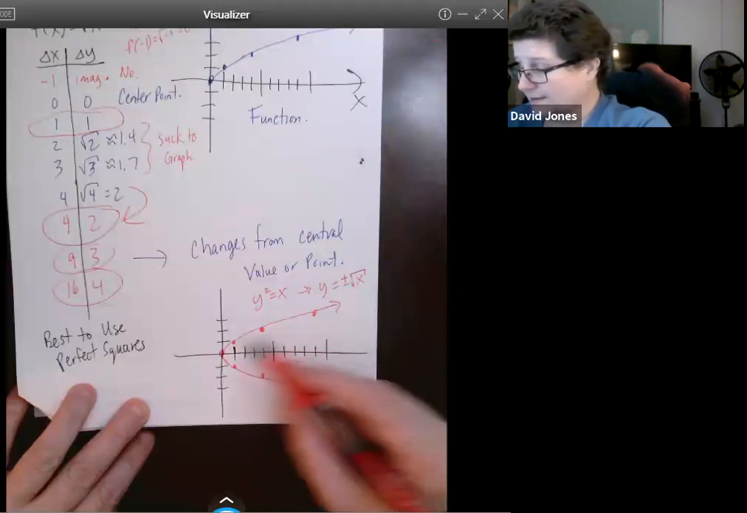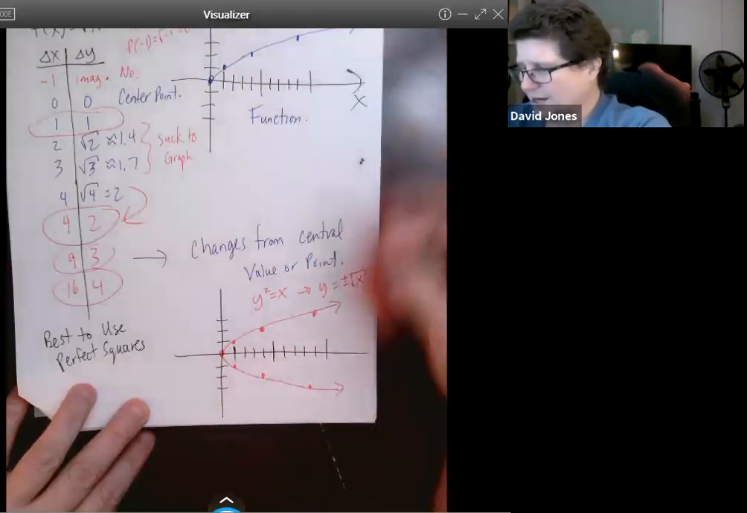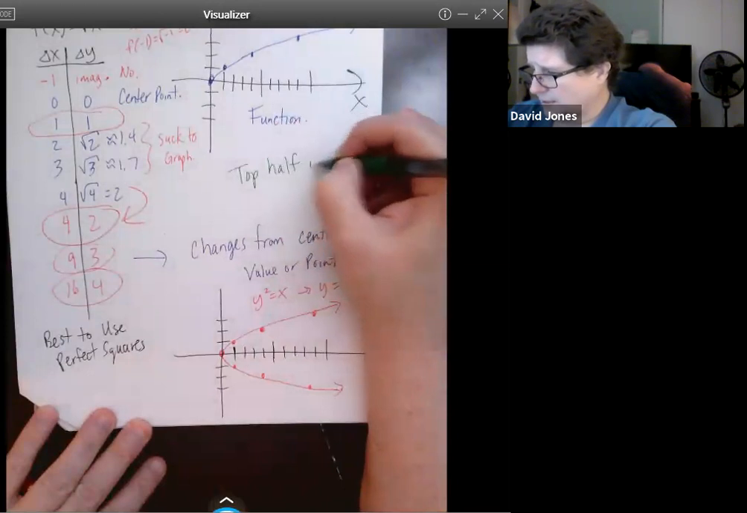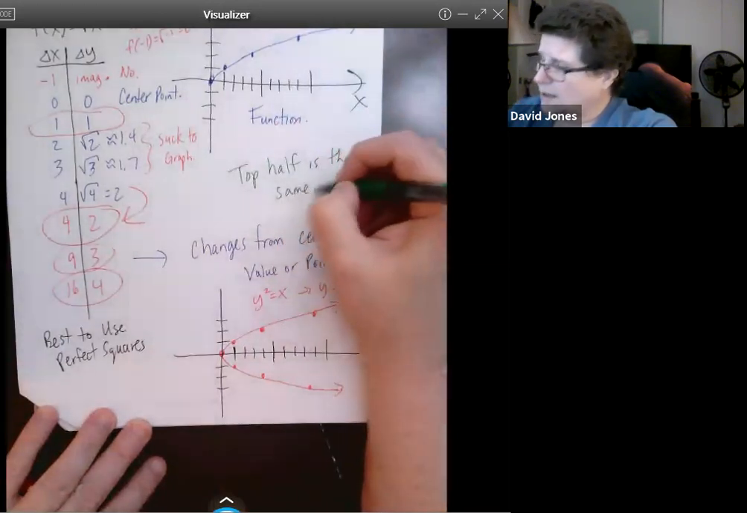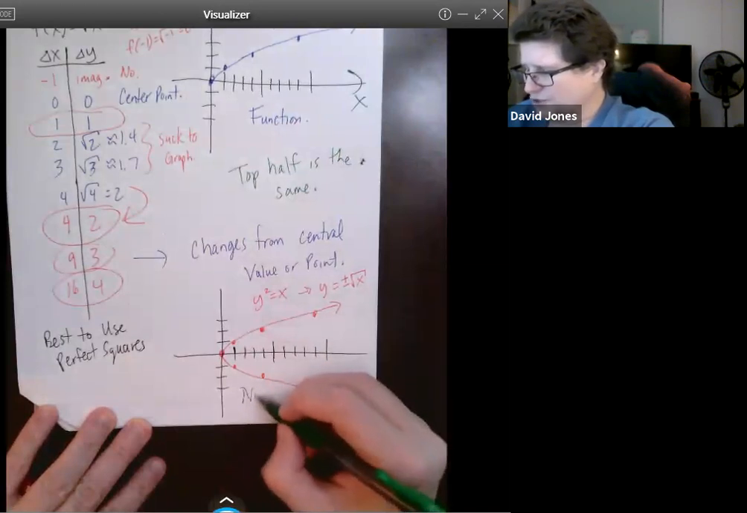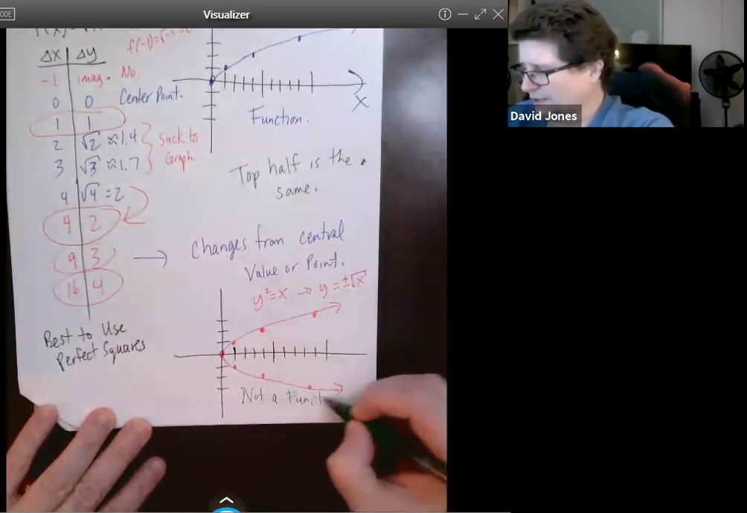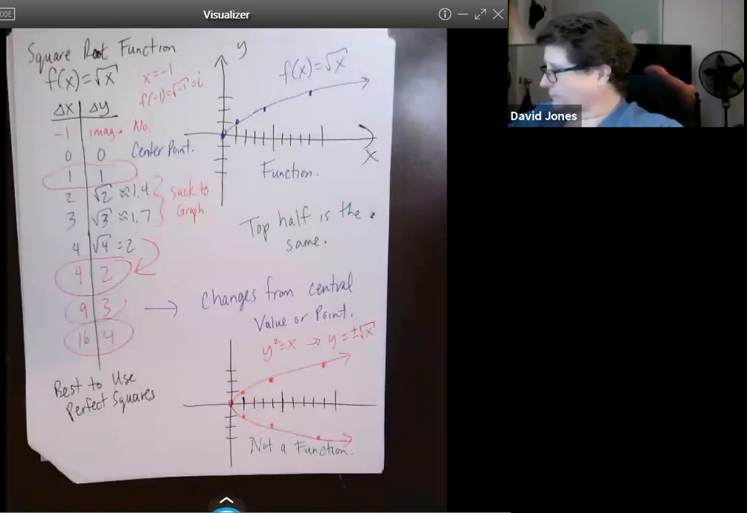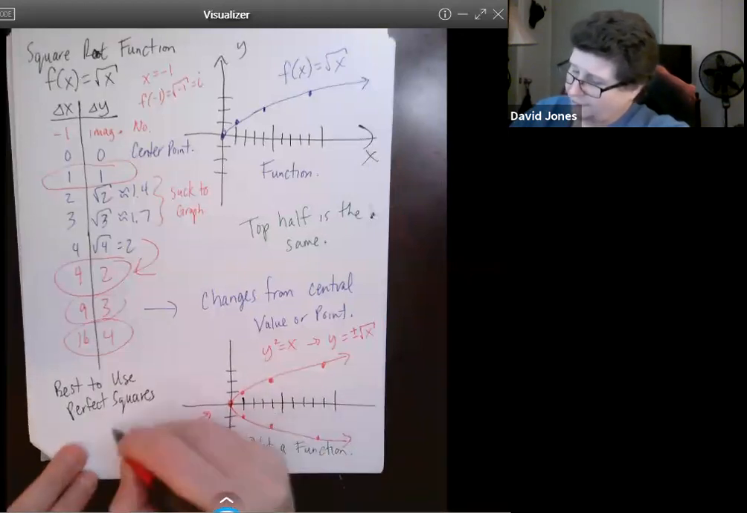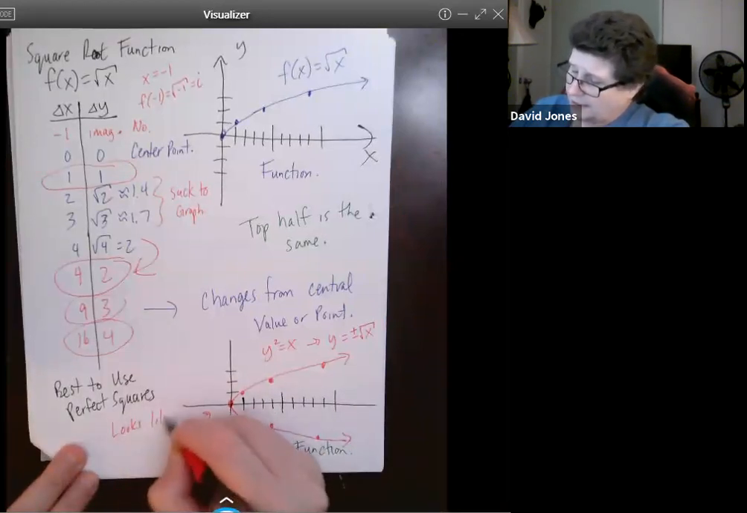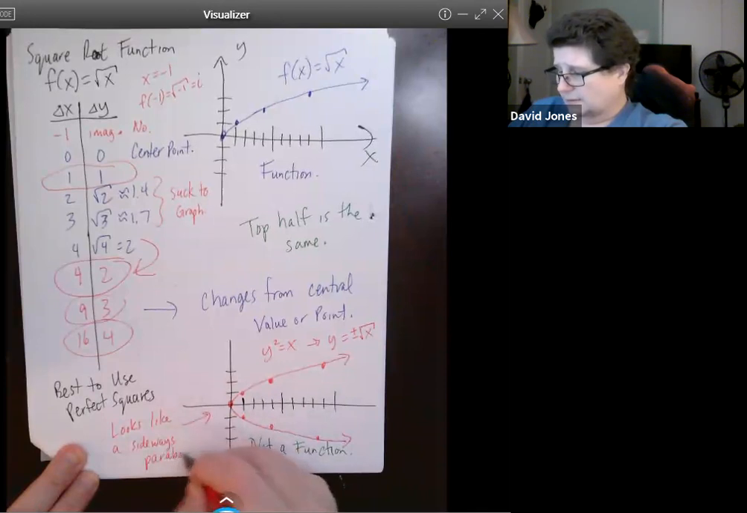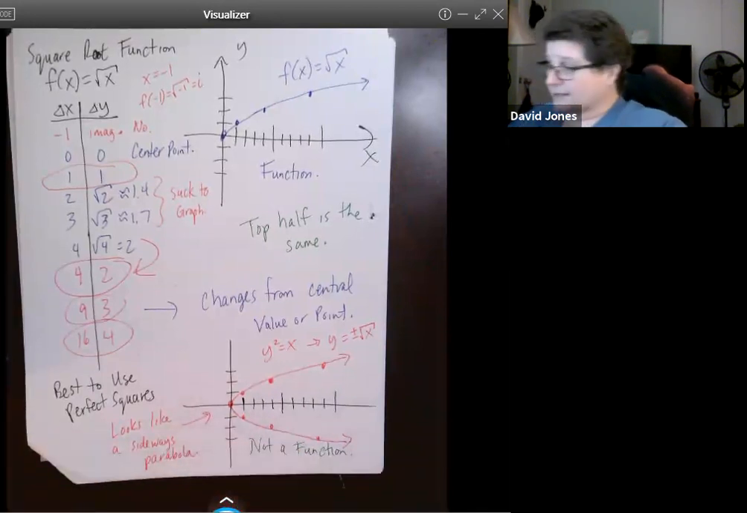No matter what x is, I got values down below. Notice the top half is the same. But this one down here is not a function because it doesn't pass the vertical line test. Okay? And this one looks like a sideways parabola, doesn't it? It looks like our squaring function sideways.